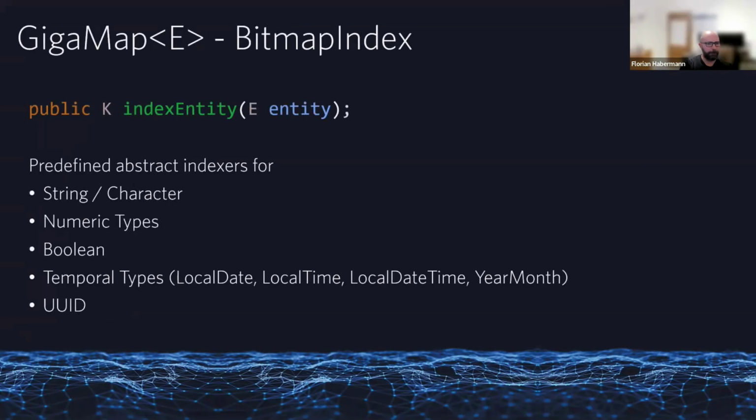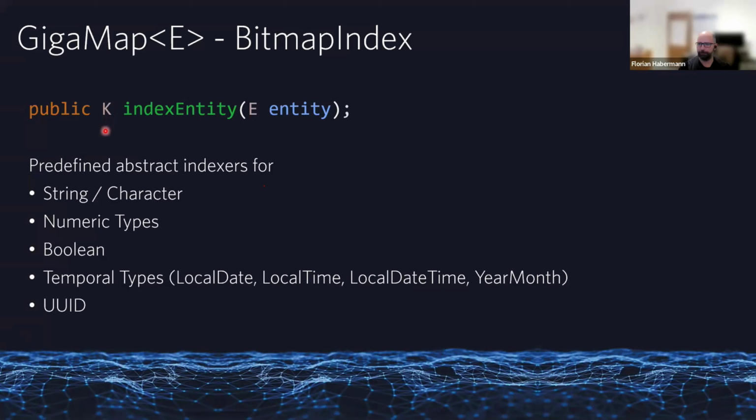So how does it look? You can define indexes by code. It's just a simple class, and you have to implement the index entity. The index entity method basically just extracts the value from the entity which should be kept in the index itself. That's all we have to do to define an index.